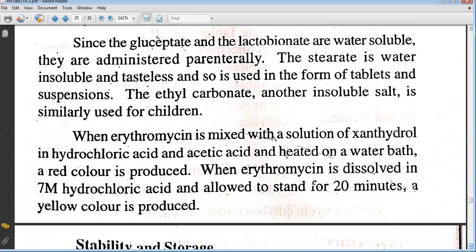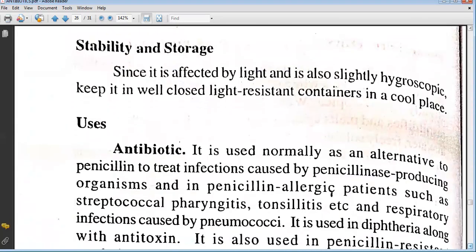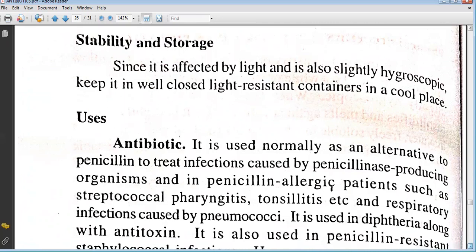When erythromycin is mixed with a solution of anhydrol and hydrochloric acid and acetic acid and heated on a water bath, a red color is produced. When erythromycin is dissolved in 7 molar hydrochloric acid and allowed to stand for 20 minutes, a yellow color is produced. Since it is affected by light and is also slightly hygroscopic, it is kept in a well-closed light-resistant container in a cool place. It is used as an antibiotic.